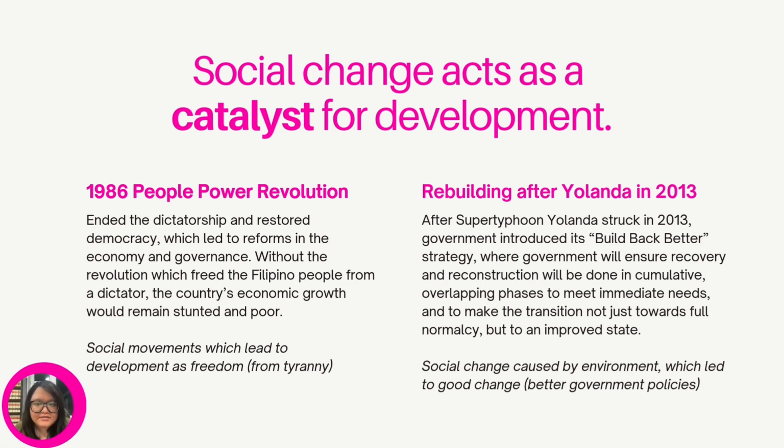Another example for this is the rebuilding after Yolanda in 2013. So after Super Typhoon Yolanda struck Samar, Eastern Samar, and Leyte in 2013, the government introduced Build Back Better, where government will ensure the recovery and reconstruction in phases to meet the immediate needs, but also transition not just to full normalcy, but to a more improved state. So, going back again to the definitions of social change and development earlier, this is social change caused by the environment, by climate change, by stronger typhoons, which led to good change or better government policies so that we can adapt better once disasters strike.